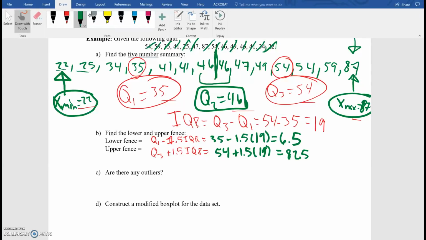Are there any outliers? Well, if my range is between 6.5 all the way to 82.5, anything above 82.5 and anything below 6.5 will be an outlier. And in this case, it does seem like there's an outlier. This 87 is clearly an outlier because it's outside of my range. So 87 is an outlier. So yes.